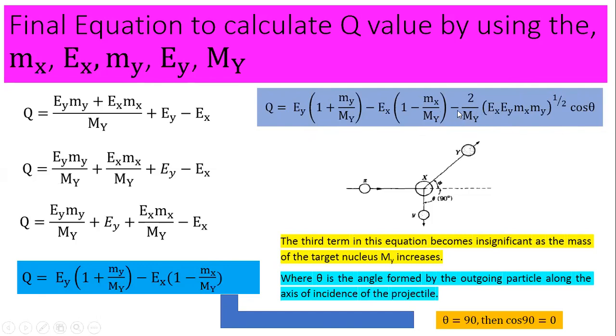The first is due to this capital M, capital Y, which is the mass of the product nucleus. When the mass of the product nucleus increases, the whole value becomes less significant because the value will be negligible. The second reason is that we have assumed the angle between the incident particle and the product particle is 90 degrees. When it is 90 degrees, cos 90 is equal to 0, and when it is 0, the whole third term becomes 0. So again, this will move to this equation. Actually, this is the equation we will be using to calculate the energy of the nuclear reaction with the difference in the kinetic energy.